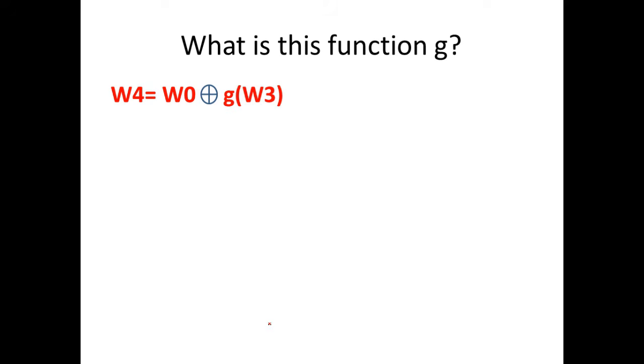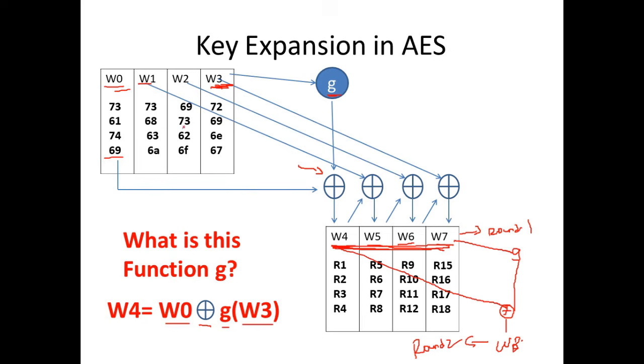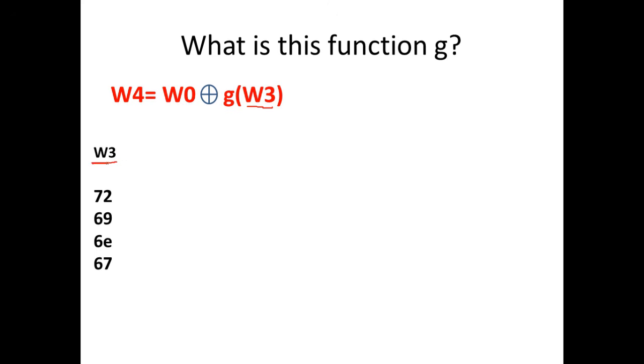So now let us take a look at what is this function G, why we need that. So what is the input to G? G takes W3. So what is W3 from our previous slide? This is word 3. So what is word 3? Word 3 is this one. This entire thing is word 3. So we are going to feed this as an input to this function G. Let's see what it does. So this is word 3.